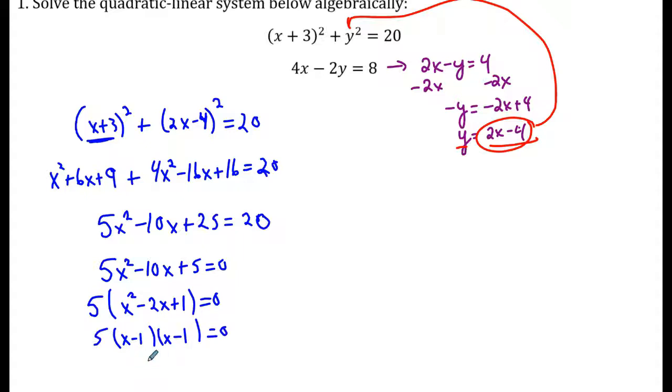The 5 really doesn't matter because the only x value that I get is x equals 1. So I know x equals 1 is the point of intersection between the circle and this line. When I plug 1 into my linear equation, 2 times 1 minus 4 gives me negative 2. So this line is tangent to the circle at the point (1, negative 2).